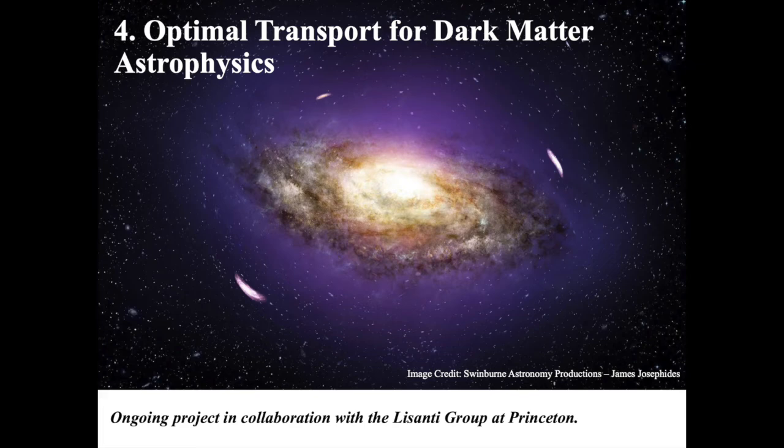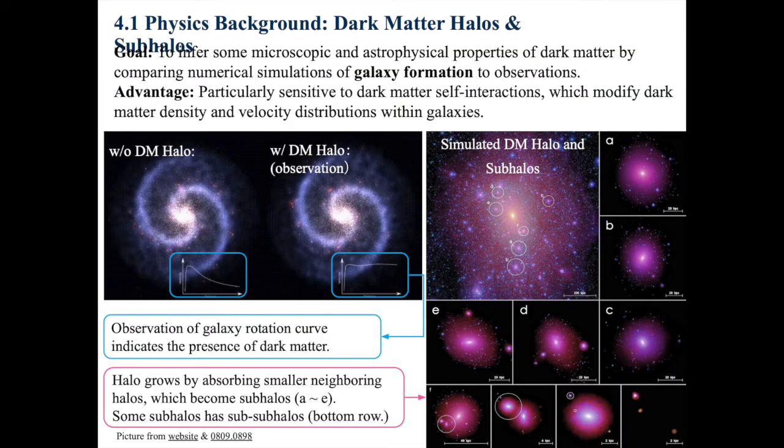We all know the existence of dark matter from its gravitational interaction with ordinary matter. For example, look at the spiral galaxy here. If there were no dark matter, then the velocity of the stars further away from the galaxy center would be much slower than what is actually observed. So this theoretical rotation curve and the observed rotation curve indicate the existence of some new non-luminous matter.